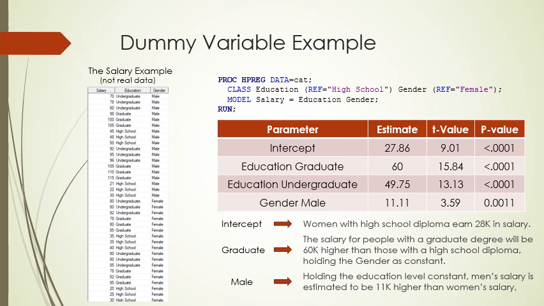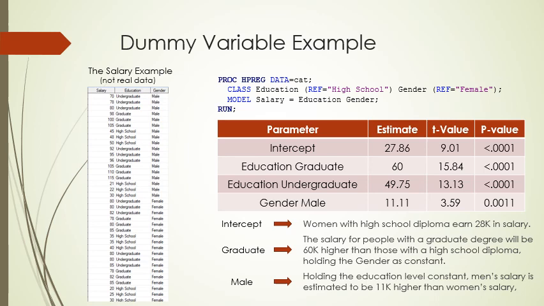The regression results show that the model has 4 parameters. One is the intercept, and the other 3 are dummy variables. The significance of the intercept suggests that we have a positive salary even when all dummy variables are at the reference level. The results indicate that females with a high school diploma earn an estimated 28K salary.